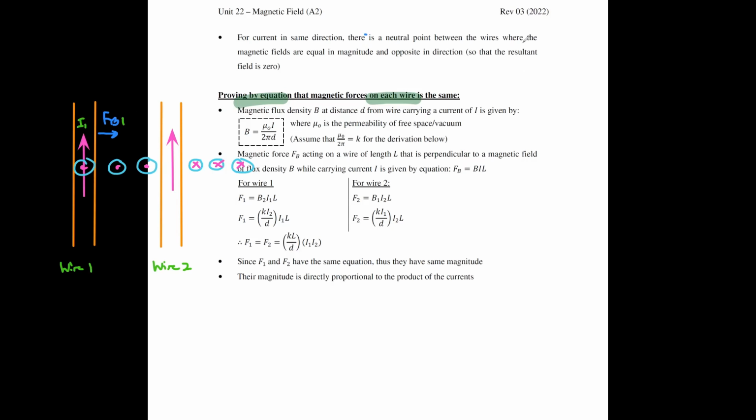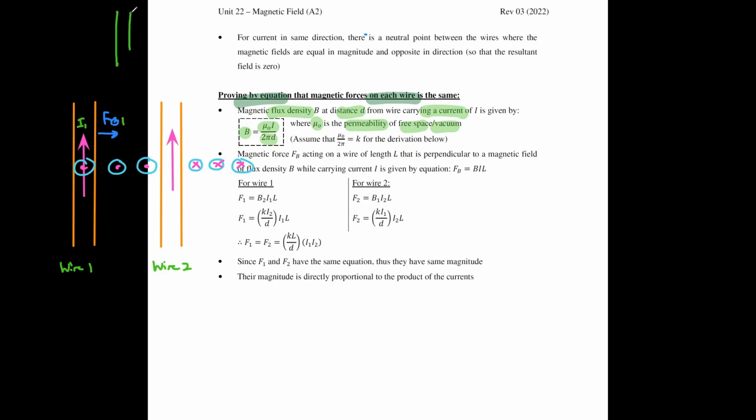So one thing to note is that when you're talking about a current carrying wire or current carrying conductor, the magnetic flux density B at the distance D from a wire carrying a current I is actually given by this equation. B is equal to mu naught I over 2 pi D, where mu naught is a constant called the permeability of free space or vacuum.